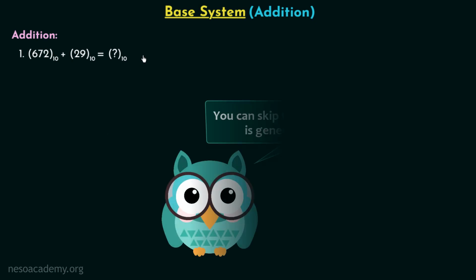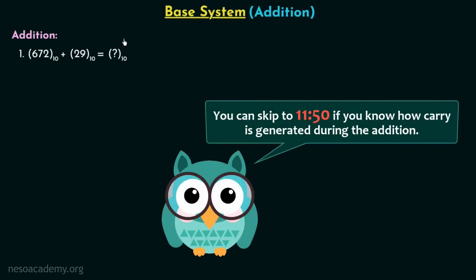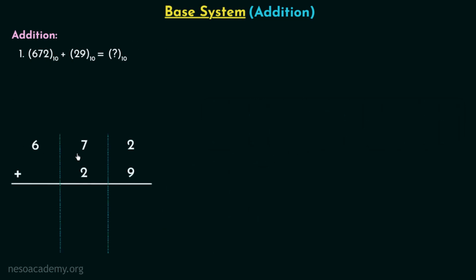We have taken the example of decimal number system because we all are aware of addition in decimal number system. But most of us are still confused in the carry generation part. And with the help of this example, we will try to make it clear for everyone. Alright, so our first number is 672. Our second number is 29.